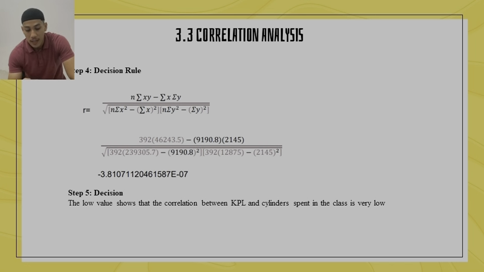The low value shows that the relation between KPL and cylinder in the class is very low. That's all for me for the summary of correlation analysis.